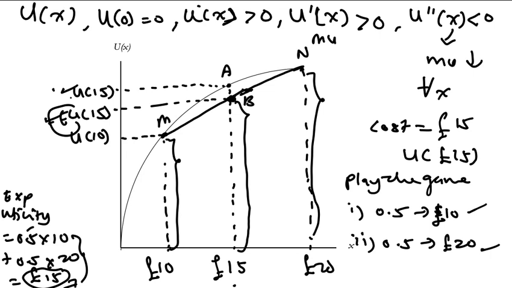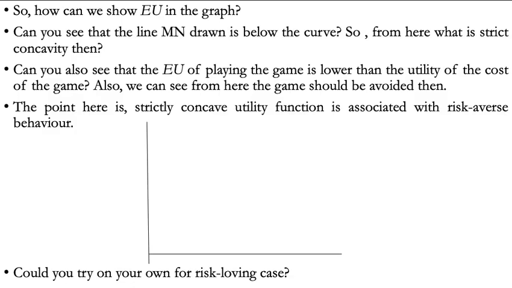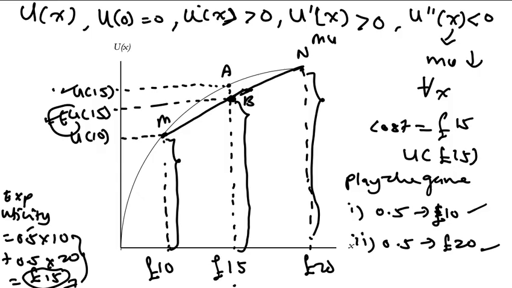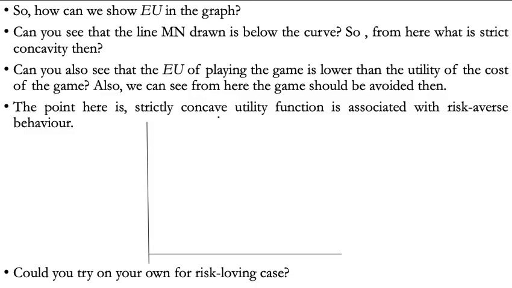But what about if the person is a risk lover? So we have the frame of the diagram here. Can you try it on your own and then compare with the results in the textbook? You'll see the difference. Because in the risk averse example here, utility is higher than expected utility. You could expect that for the risk lover, utility will be higher than the expected utility.